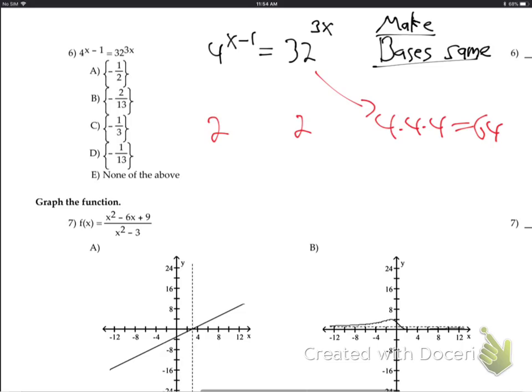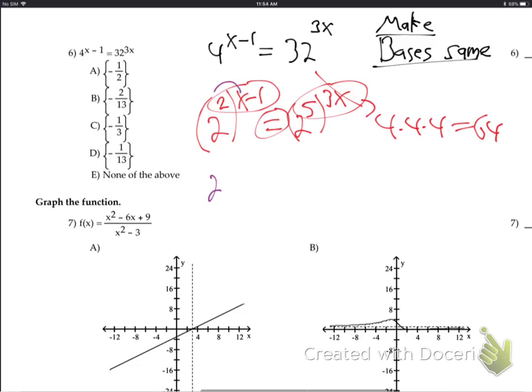All right, so how are we doing? 4 is 2 to the 2nd, and 32 is 2 to the 5th. Is that good there? So I've made the two bases the same. And so again, the logic is once the bases are the same, if 2 to something equals 2 to something else, those powers have to be the same, because if they were different, then 2 to one of them wouldn't equal 2 to the other. So the powers must be equal.